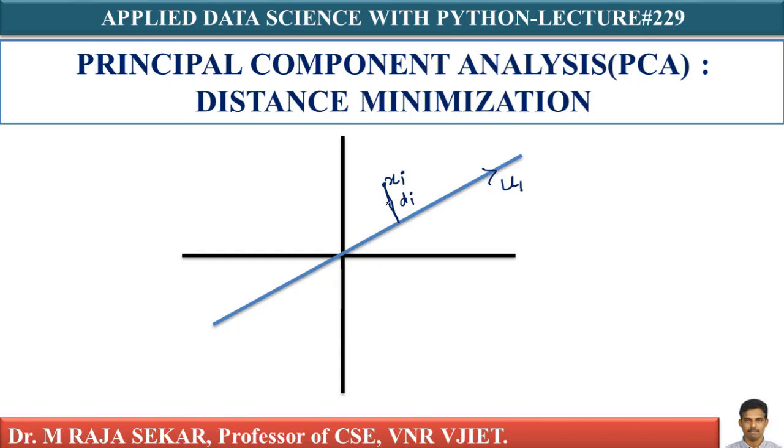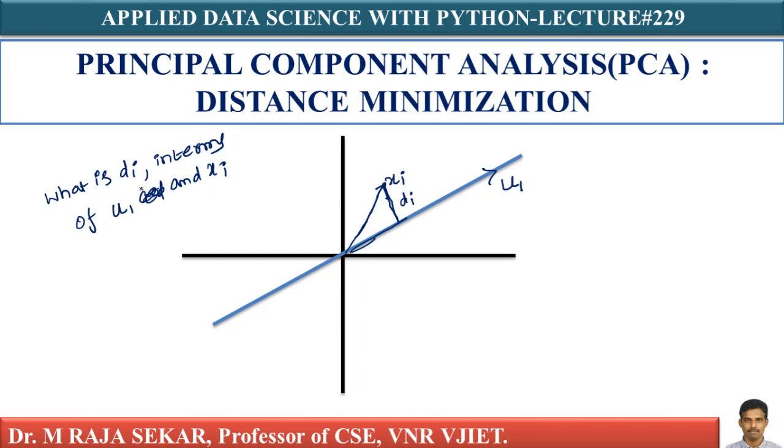I have xi, my data point, and I have my u1. What is di? I want to find this distance in terms of u1 and xi. This is called distance minimization.